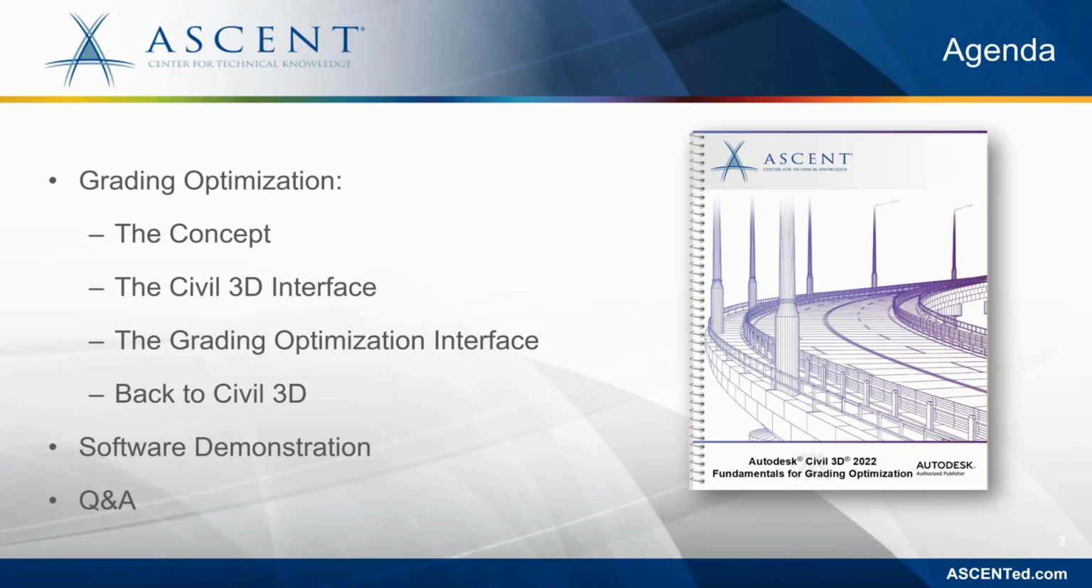Okay, so during this webcast, we will be looking at the concept of the grading optimization, how it interacts with Civil 3D. We will be looking at the Civil 3D interface for the grading optimization. And then we will be looking at the grading optimization interface. It is a separate program that can run concurrently with Civil 3D. It's a separate window, so you can move that. If you have multiple screens, you can move it off the screen and continue to work in Civil 3D. And when the optimization is complete, or if you want to interrupt it, then you can port the results back into Civil 3D. We will be doing a software demonstration based on one of the practices in this new learning guide. And then we will wrap things up with a question and answer period.